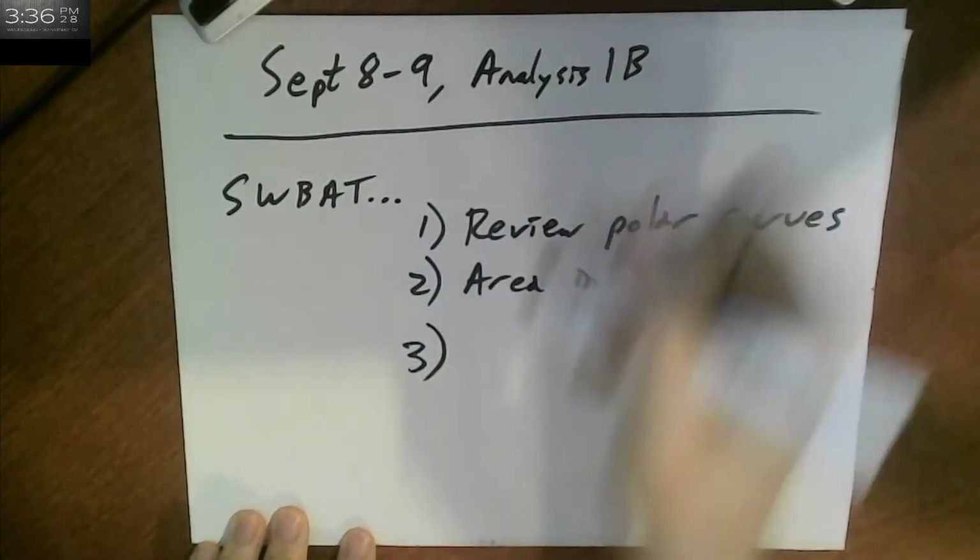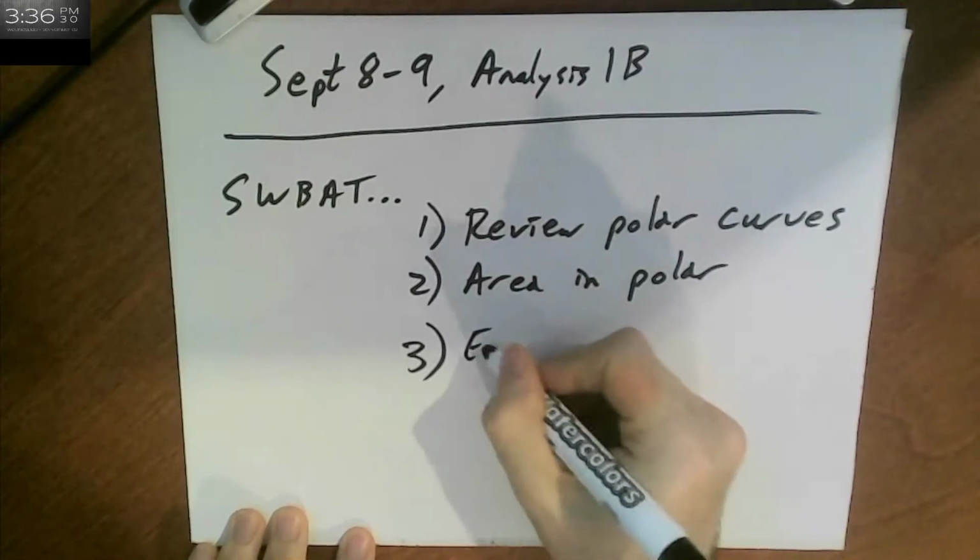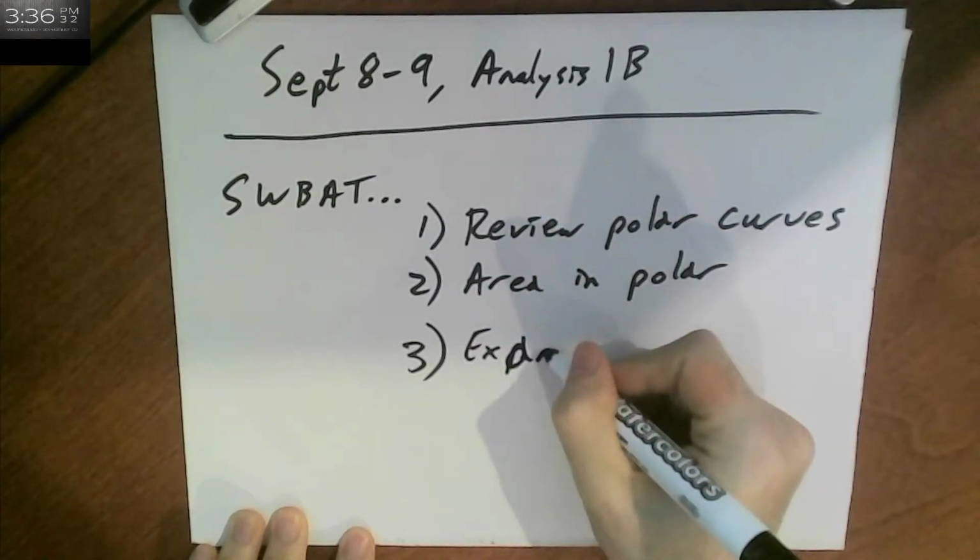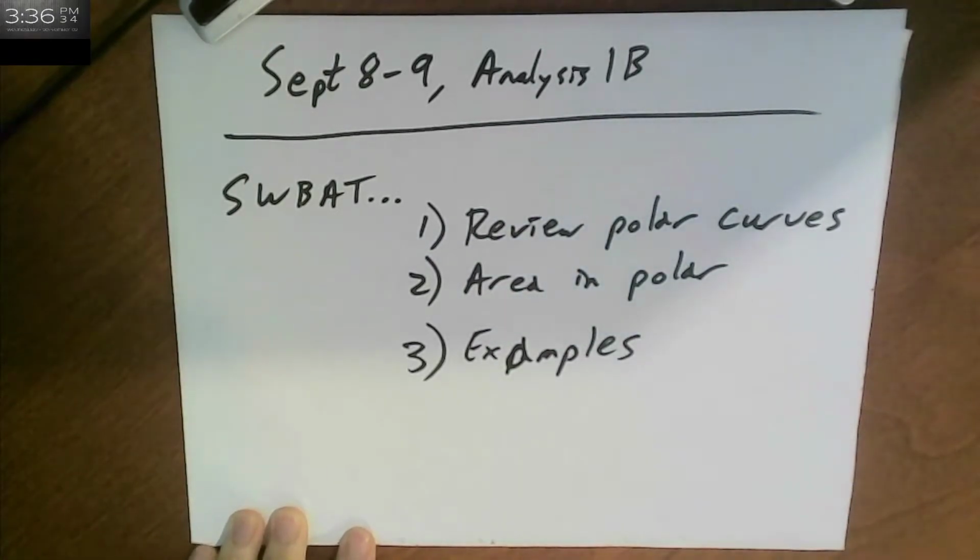And three, I'm not sure why I spaced it so tight together. Oh well, three is examples. I cannot spell while talking. That is okay. So that's our plan for the day. Let's do a bit of a review of polar, and then into the calculus part.